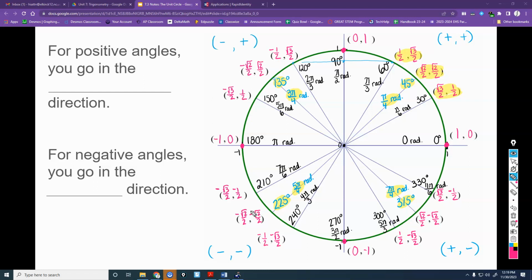RAD is radians. It's your radian measure. Like when we were converting from degrees to radians, like you just did on that quiz, that's the same here. Is it 11 pi over 6? Yes, 11 pi over 6.